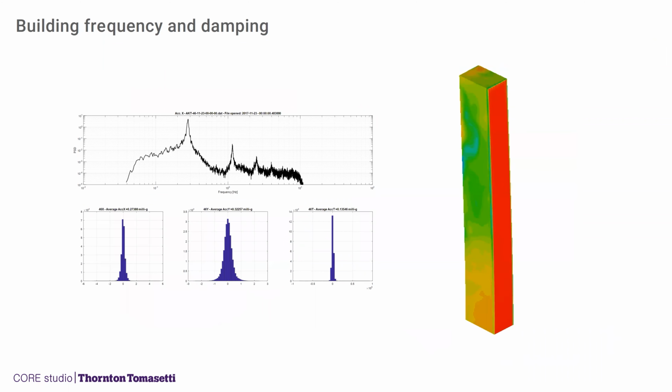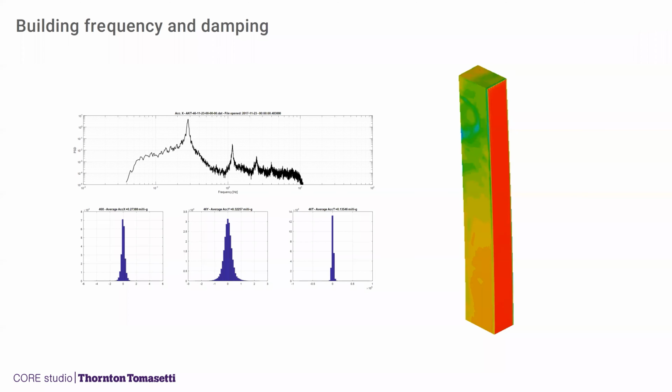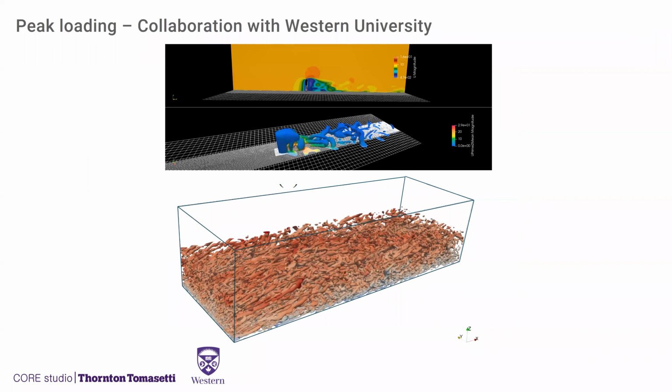So every building moves in the wind, but it's the structural engineer's task to limit that to acceptable, comfortable levels, let's say, so it doesn't move too much and isn't perceived by the visitors. And to do that, we had to take a step back. So we've started a collaboration with Western University.